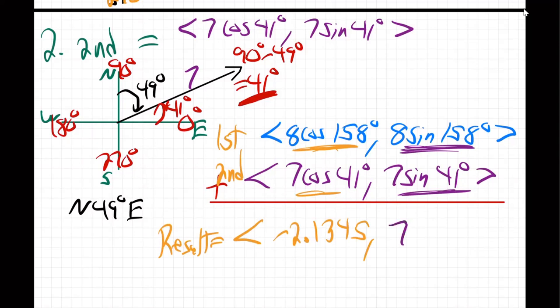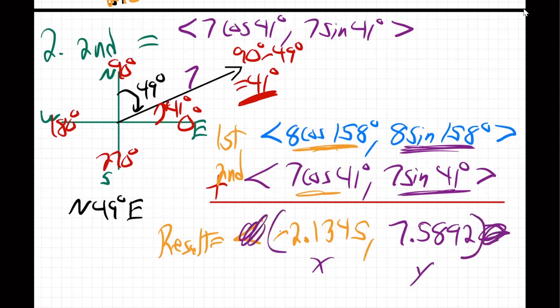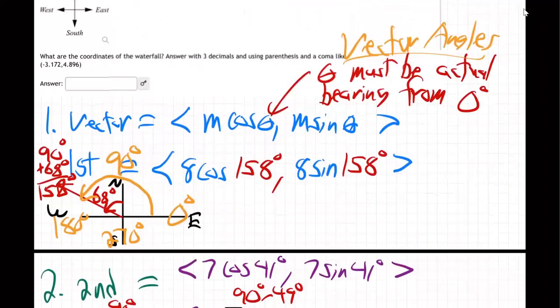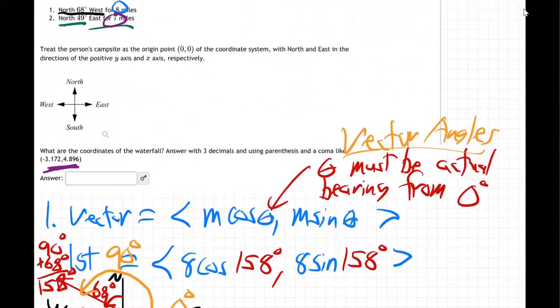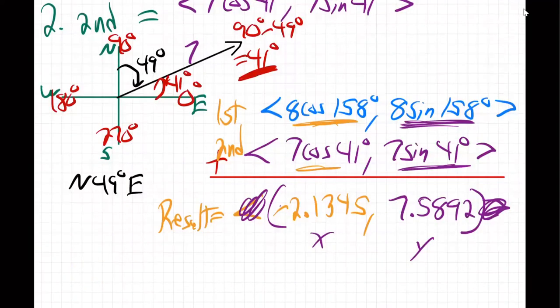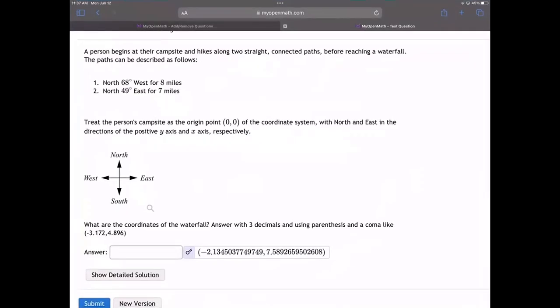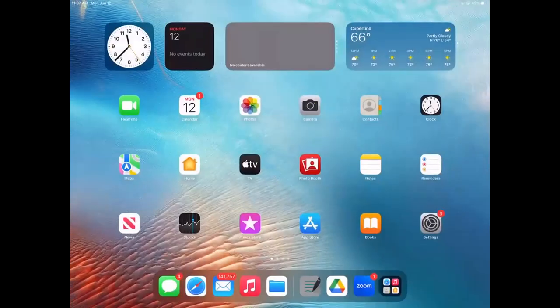And the second one, I'm going to add the y with the y. I'm getting 7.5892. And so that's the x and the y. They want you to put it in parentheses, 3 decimals. So there it is. There would be our answer. That's where the person ends up. They end up back 2.13 miles, and up 7.58 miles. That's how they get to the waterfall based on their 2 movements. Let's make sure that's right. Yep, we got the answer exactly right on the answer key there.